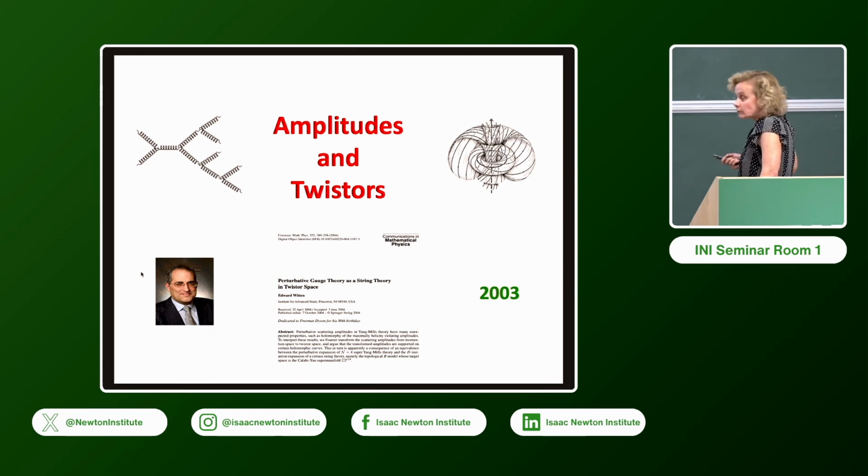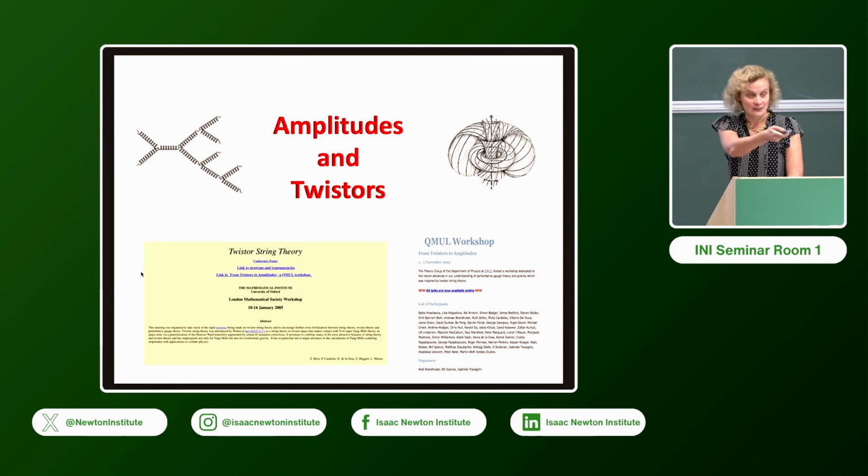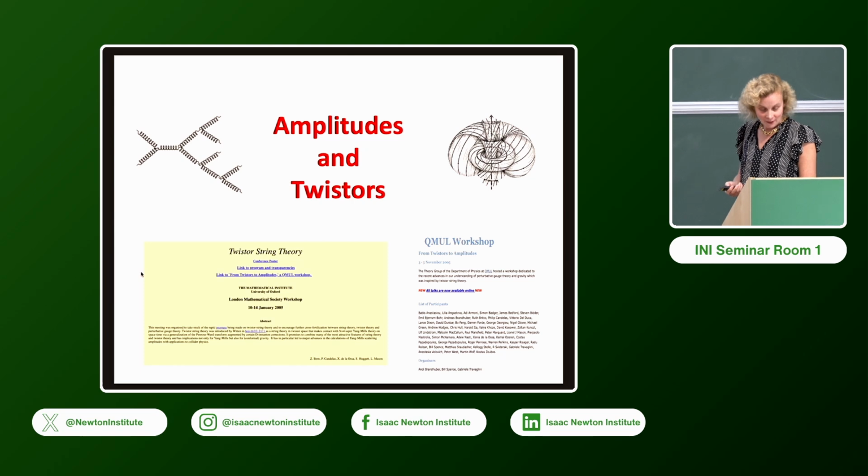The twistor space story came about in December 2003 with Witten's paper called Perturbative Gauge Theory as a String Theory in Twistor Space. In fact, in the front row we have two of the organizers of the very first meeting, Lionel and Scott, which I have very fond memories of, nearby at Oxford, where this field really took off. A nearby workshop happened shortly after, called From Twistors to Amplitudes. So this is where this field really started.